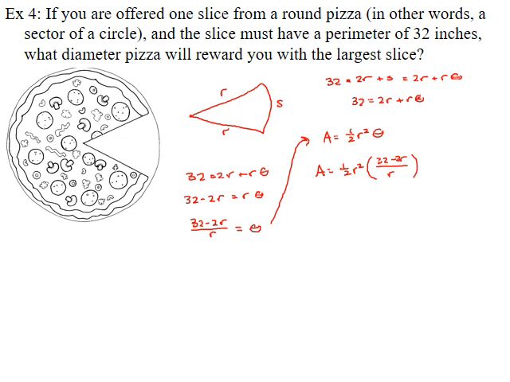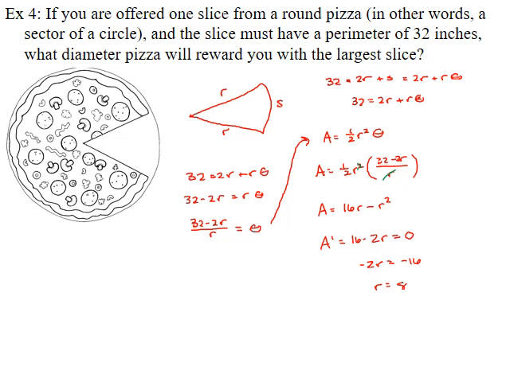Very nicely, at least the fraction goes away because this R cancels one of these R's off. And if I multiply all of this out, I can say that area is equal, so 1/2 R times 32 is 16R minus 1/2 R times negative 2R is minus R squared. Take the derivative. A prime equals 16 minus 2R equals 0. Move the 16 over, so negative 2R equals negative 16, and therefore R equals 8.